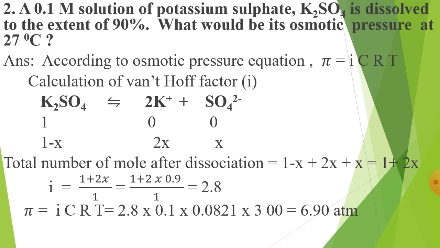So 0.1 molarity is given, 2.8 is i which we calculated, and the temperature is given as 27 degrees centigrade, so we have to change it to Kelvin by adding 273. That's why we get the temperature 300 Kelvin, and your answer after calculating is 6.90 atm. So maybe this type of question is asked in the board examination.